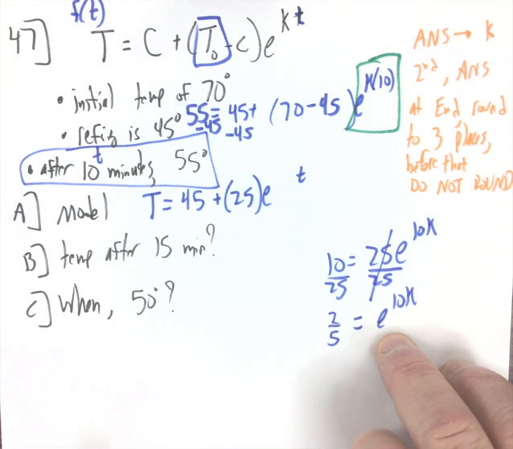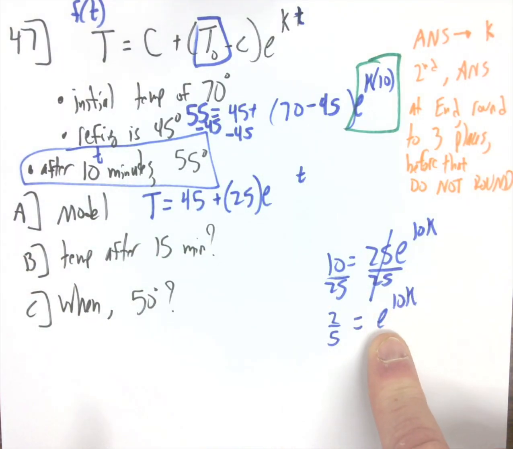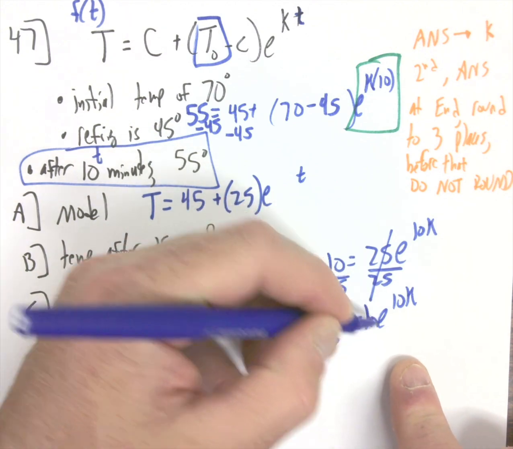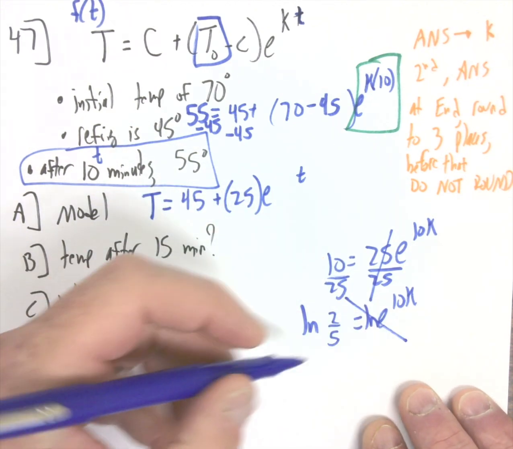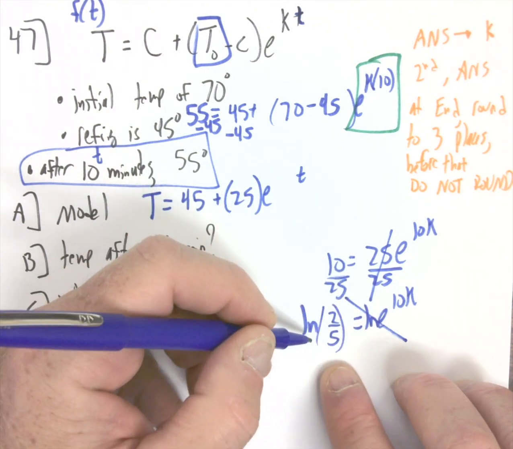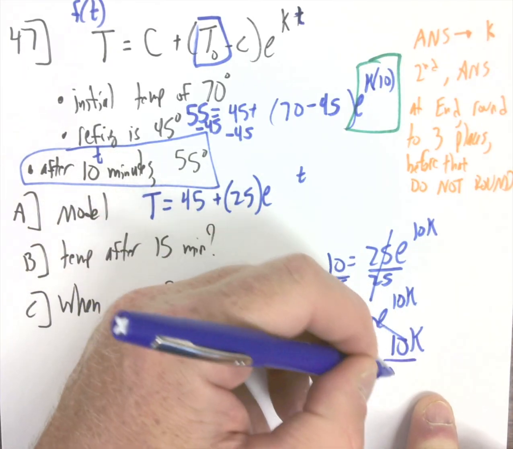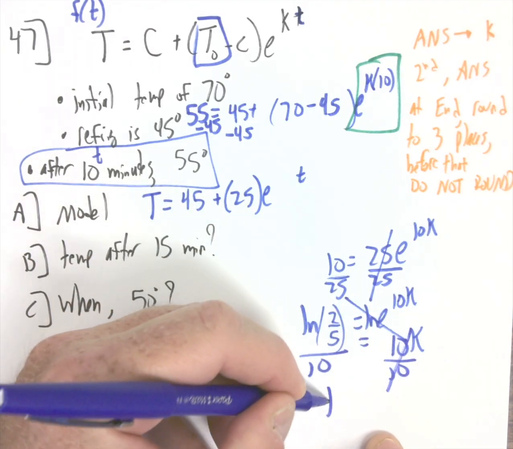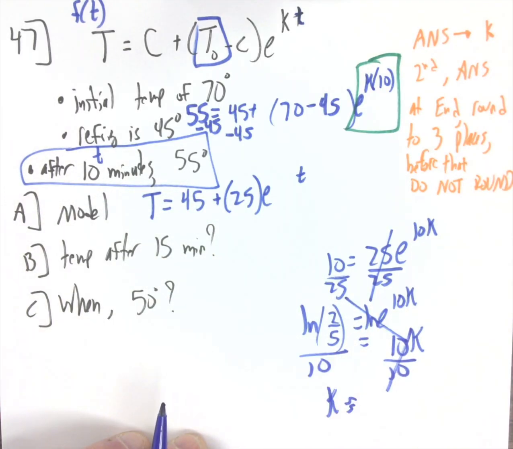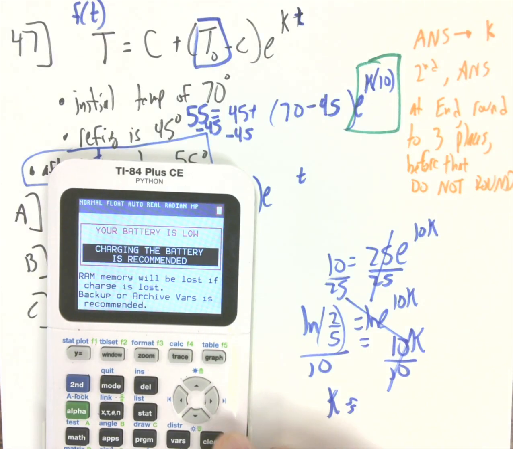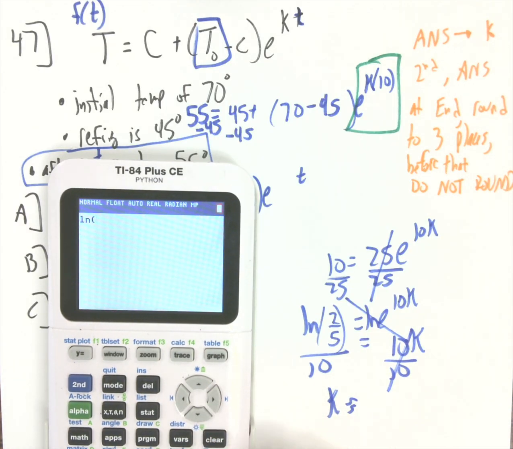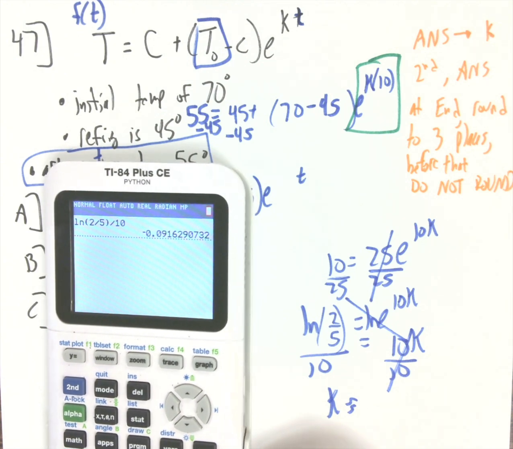Well, this is exponential. And what's the inverse of an exponential? A log. This is base e, so natural log. Natural log, that cancels. The natural log of 2/5 is just something on my calculator. And so this is 10k equals that. We'll just divide by 10. So I'm just going to type in my calculator the natural log of 2/5 over 10. Negative 0.092.